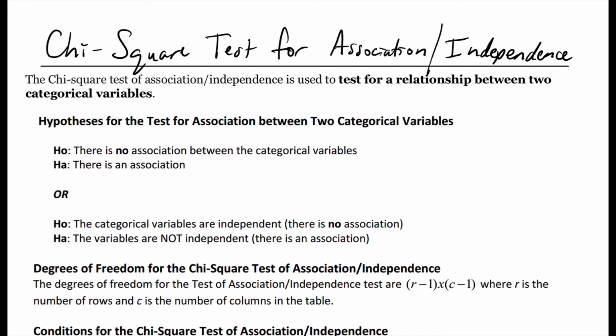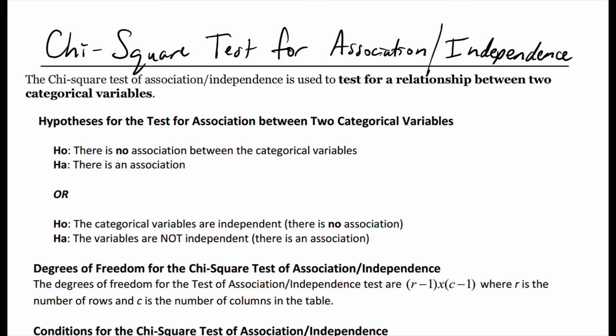Okay. So our hypotheses are one of two. The null is always going to be no. There is no association between the two variables. And the alternative is yes, there is. Or if they're asking about independence, you say yes, they are independent. Remember, independent means there's no association between them. There's nothing related. Okay? And the alternative is the variables are not independent, meaning there is an association.